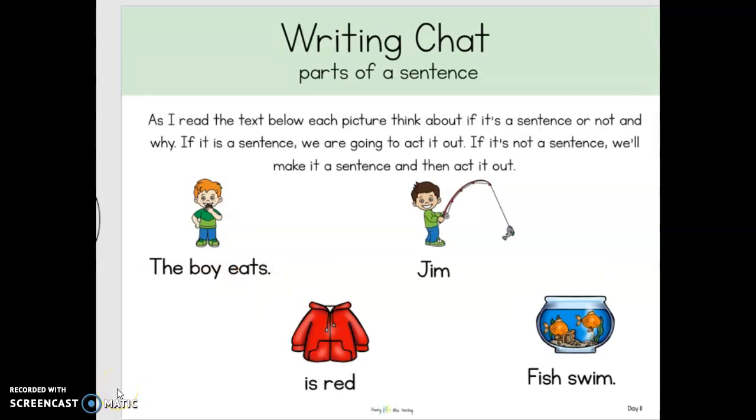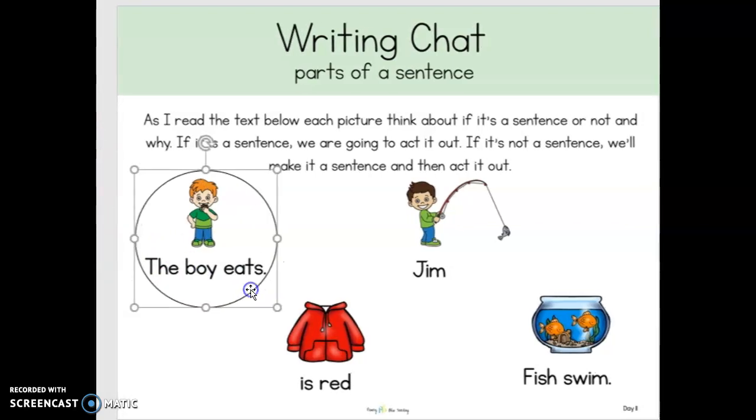All right, we're going to look at some sentences here and decide if they are a sentence or if it's not a sentence. So let's look at the first one. I see the boy eats. Well, does it have a subject, which is something that the sentence is about? Yes, it's the boy. Does it tell us something that that subject is doing? Yes, eats. That's the predicate. Good. I'm going to put a circle around this one because it is a sentence.